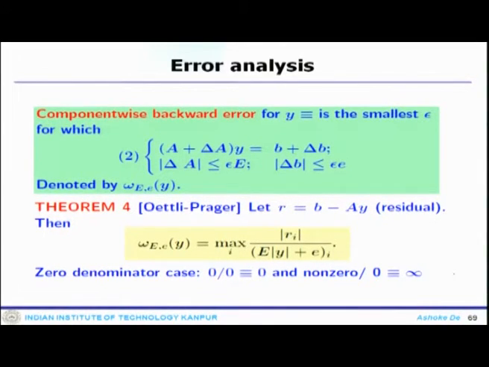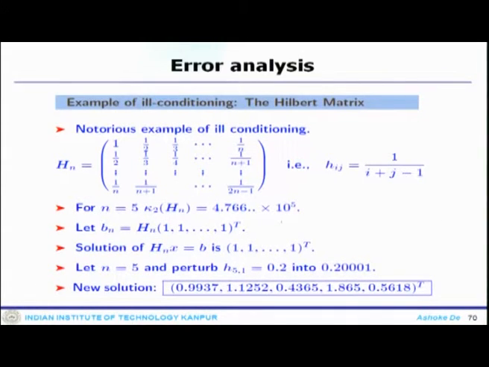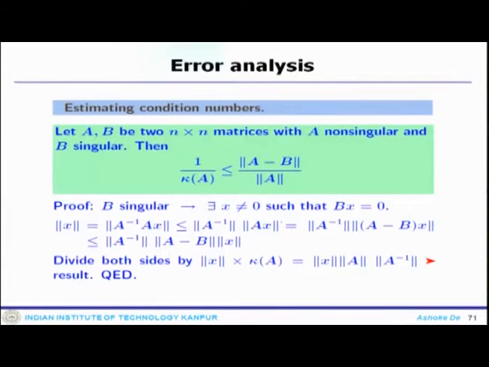The final component-wise backward error for y is the smallest epsilon such that (A + delta A) y equals b + delta b with the magnitudes bounded by this. The theorem says that if r is b minus Ay, which is the residual, then w E,e(y) satisfies the maximum of this calculation. Now, you can have an example of an ill-conditioned system, but we may skip that.